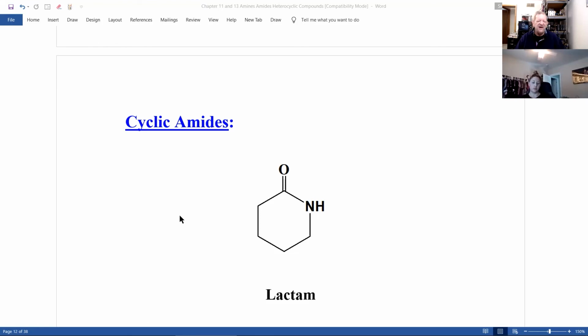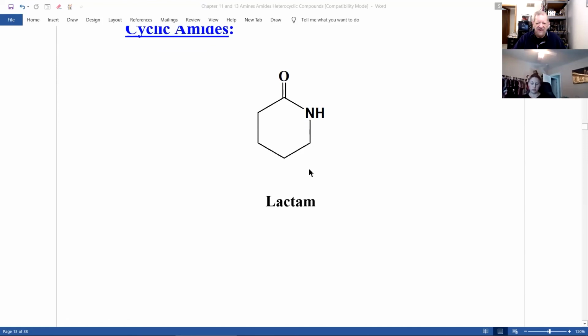But anyways, this is a cyclic amide. And notice you have here carbonyl, nitrogen, carbons here, and this is called a lactam. It will not be on the test. And here are R prime, just like in cyclic ketones or other compounds, connected together. That's called a lactam.